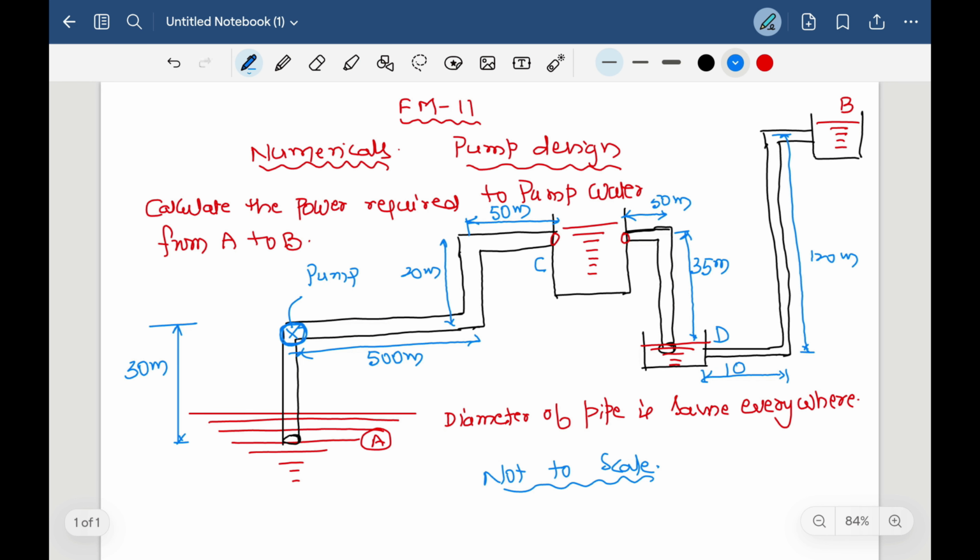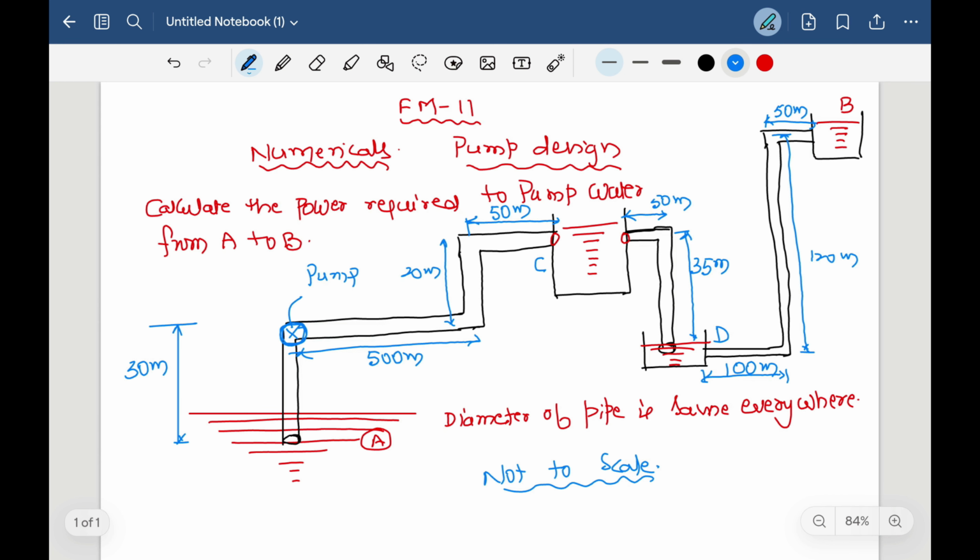Nothing is to scale. It is only for your understanding I am doing it. Let us say this distance is 50. Now, I have given the distances. I have given the heights. When length and height are given, can we find out the power required for the pump from a particular height to the particular height pumping?